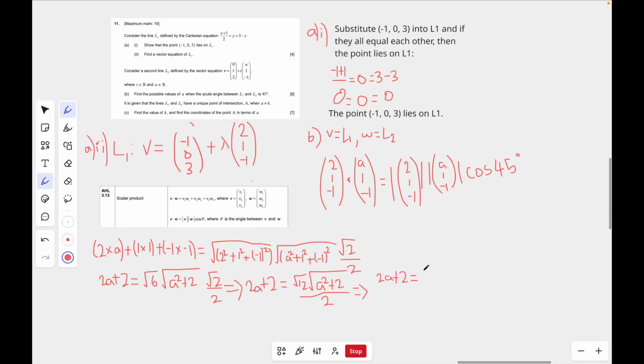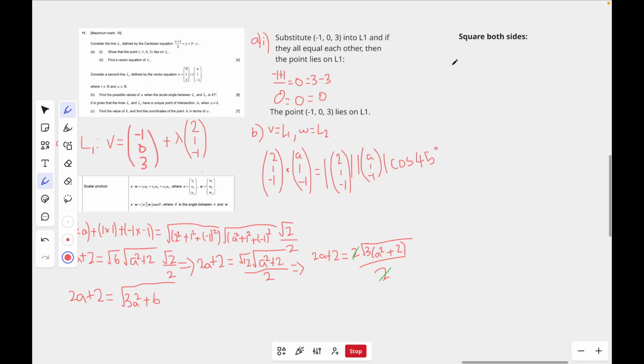We can simplify square root 12 as 2 square root 3, such that we can get rid of the 2 in the denominator. We end up with 2a plus 2 equals square root 3 times square root of a squared plus 6. Now, to solve for a, we can square both sides of the equation such that we are not dealing with square roots anymore. Expanding 2a plus 2 squared yields 4a squared plus 8a plus 4, and the right-hand side of the equation becomes 3a squared plus 6.